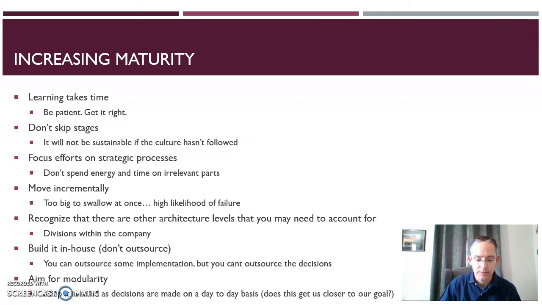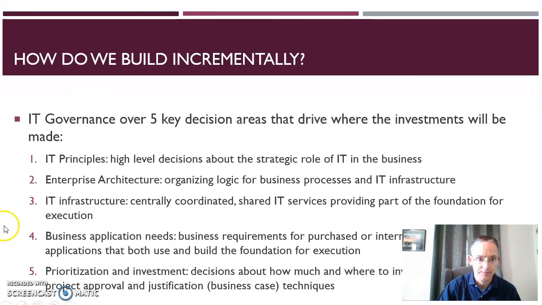Once you can get that, your business is nimble and your information is there on demand, doing exactly what it's supposed to be doing as an IT system. So there are five key decision areas that drive where you need to make investments to get there. One, your IT principles: what's the strategic role of IT in the business? Two, your EA, the organizing logic for your IT architecture. Three, your IT infrastructure, the centrally coordinated shared IT services. Four, your business application needs. And five, your prioritization and investment, where you're going to be investing in IT, including project approval and justification, so your business case techniques. Those are the key decision areas that are going to drive where your investment needs to be made.